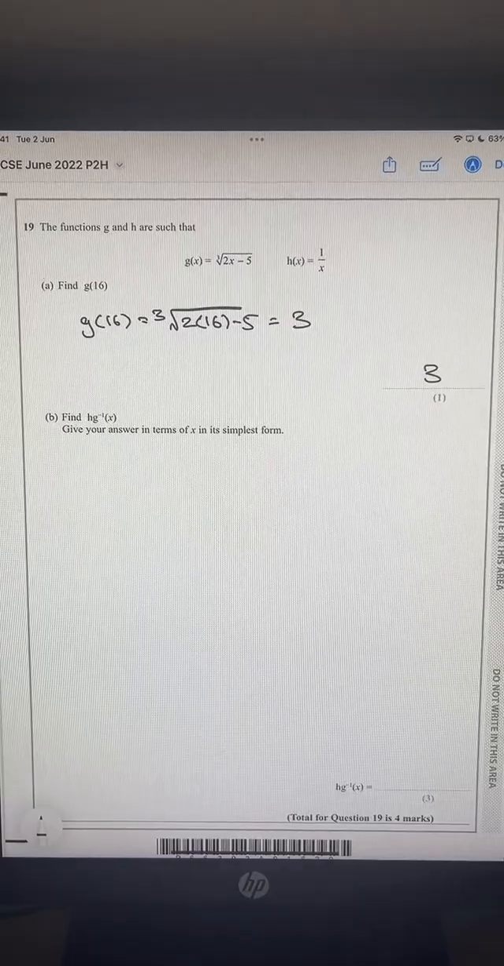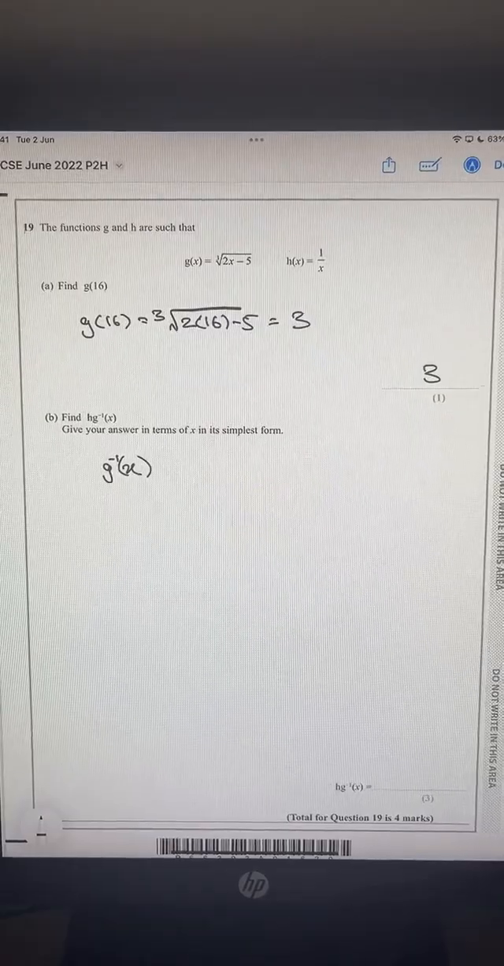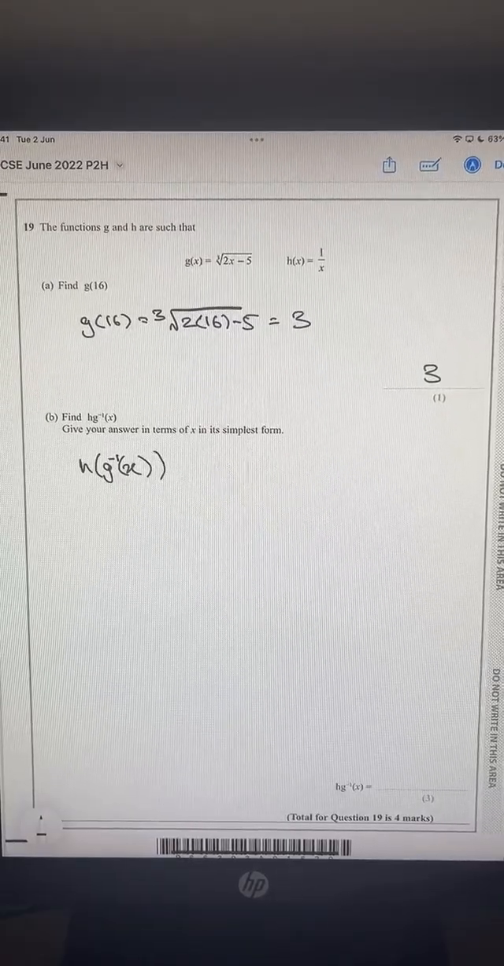Okay, part B. Find h inverse of g of x. So when you have a compound function, you work from the inside out because you have x. It's like you're building, you know those Russian nesting dolls? So your innermost doll is x. You're going to wrap that with this function. And then you're going to wrap that with the h function. So you work inside out.